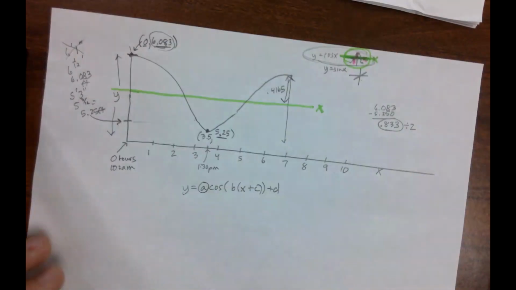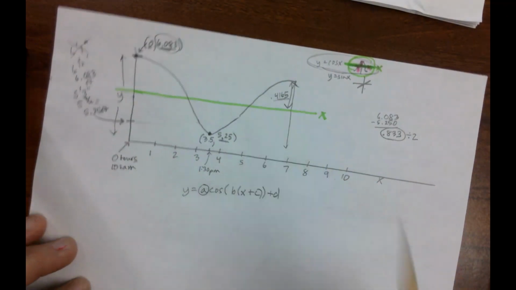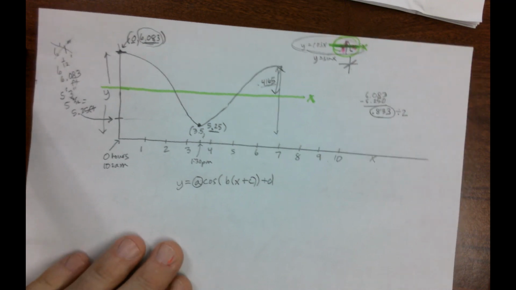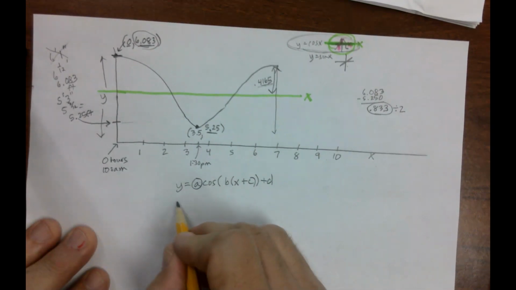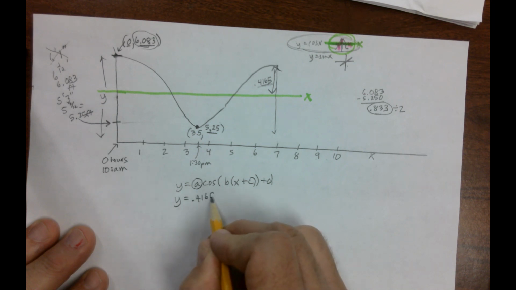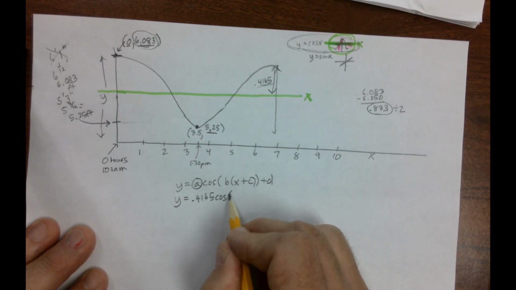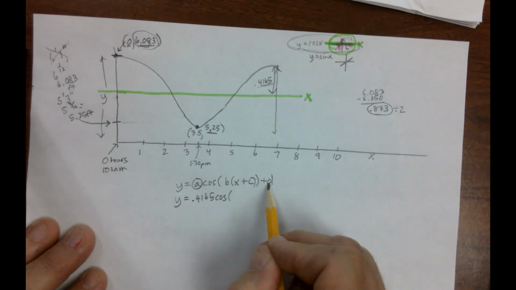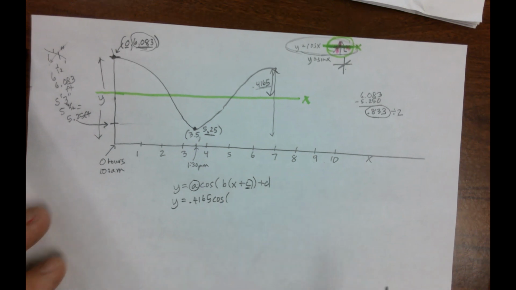0.4165 is my amplitude. Now don't start rounding this too much because that's going to mess up our numbers, so be careful. So here we go. We're off to the races. 0.4165 cosine. Now we're going to find B, find C, find D. I'm going to talk about C right now.